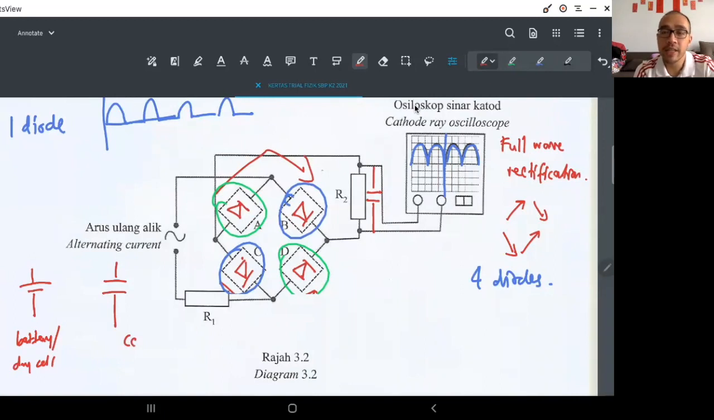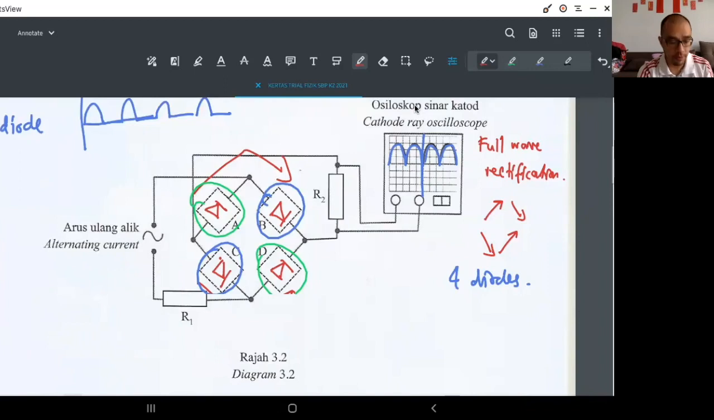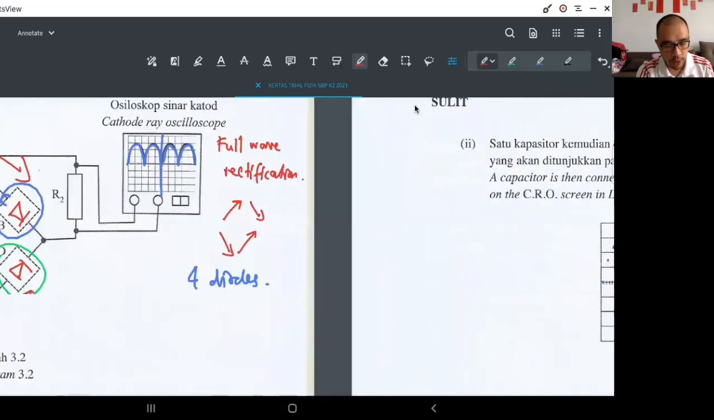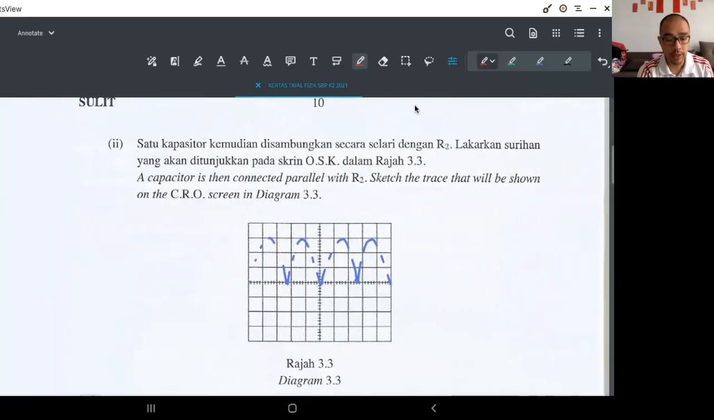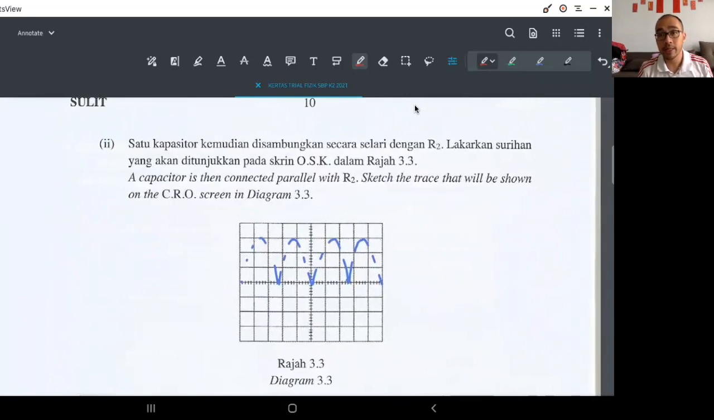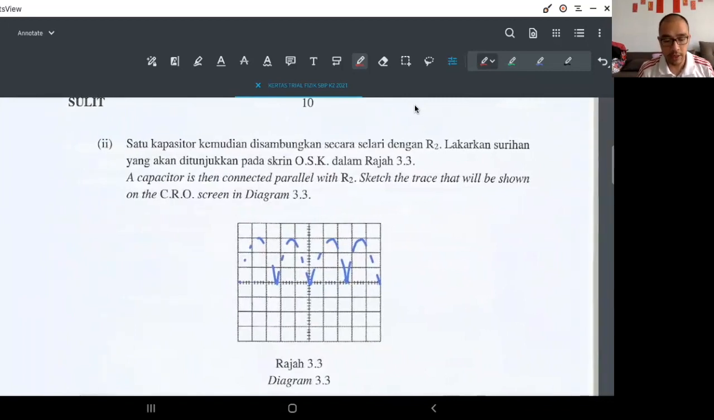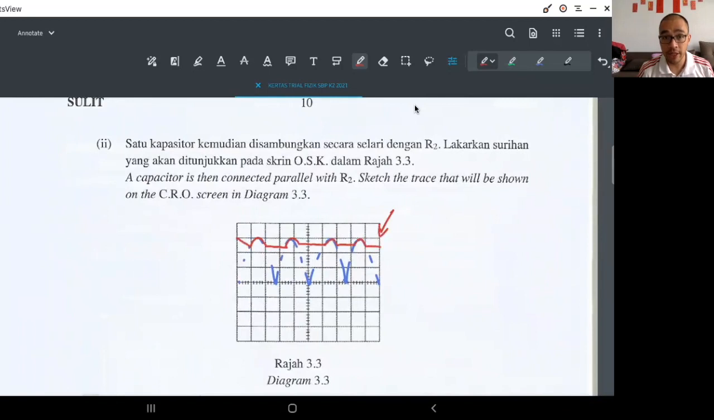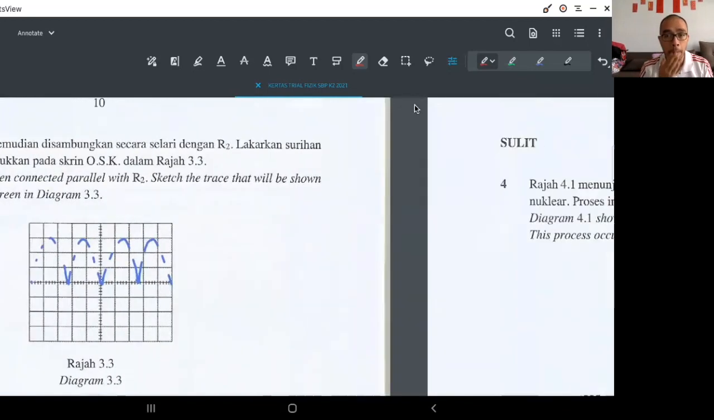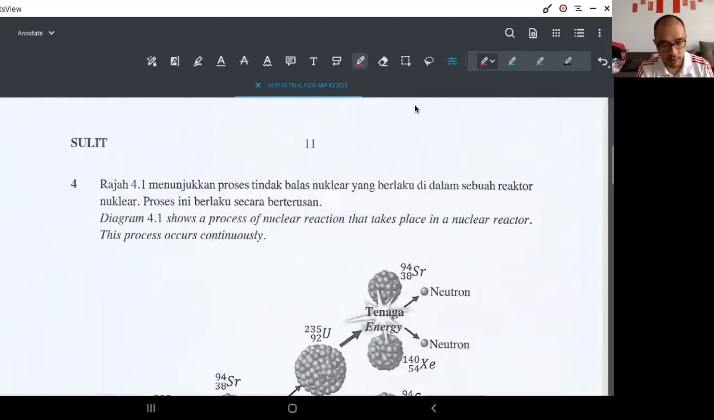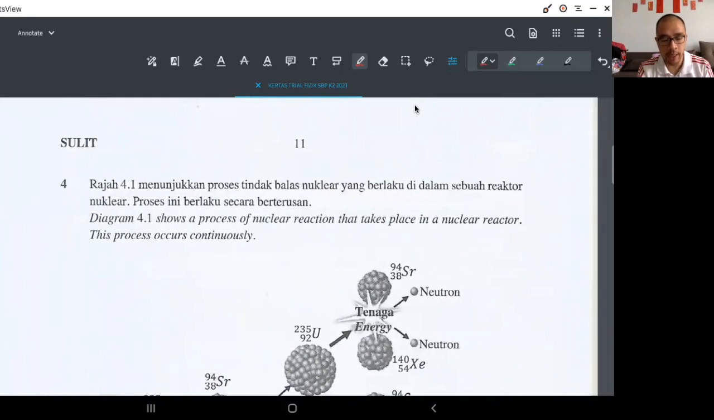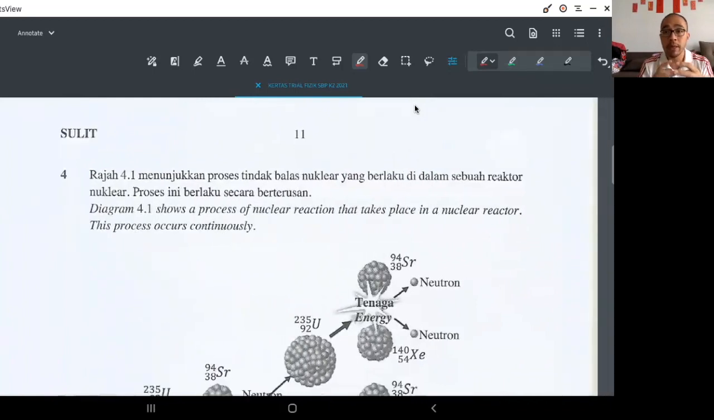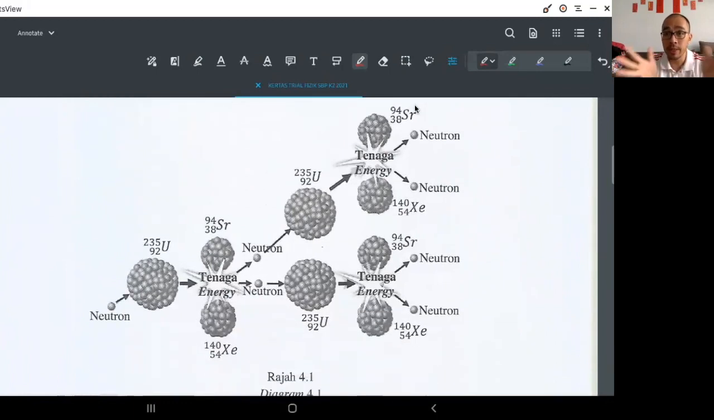This connection is really testing my patience, but okay. All right, let's go to question number 4. Diagram 4.1 shows a process of nuclear reaction that takes place in a nuclear reactor. So this is obviously a chain reaction. You can see over there, the big one gets hit by a neutron and then splits into two.